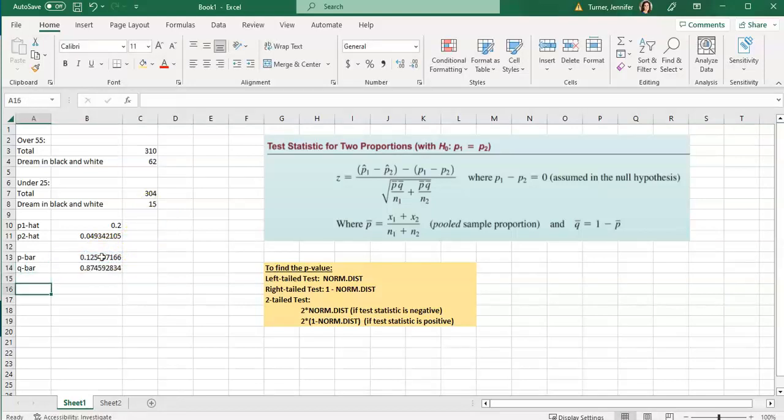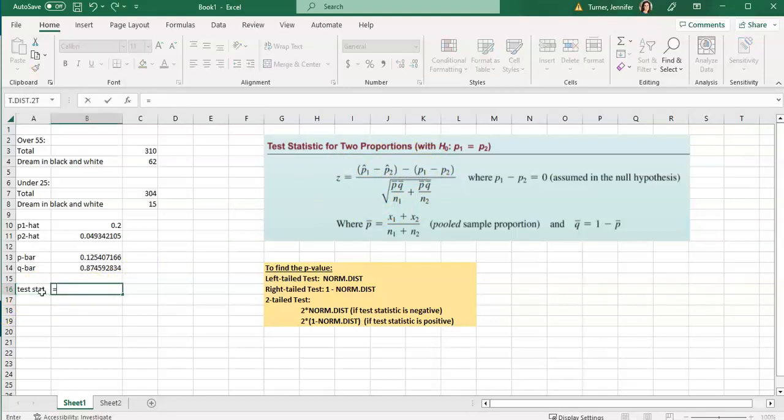Now that we have all these pieces, we're ready to go ahead and make our test statistic formula, which is going to be this guy right here. So for the test statistic, we are going to start with an equal sign. And the first thing we're going to do in the numerator is P1 hat minus P2 hat. We're going to put parentheses around that to make sure the order of operations is done in the correct way. So P1 hat was right here, minus P2 hat was right here, and close the parentheses.